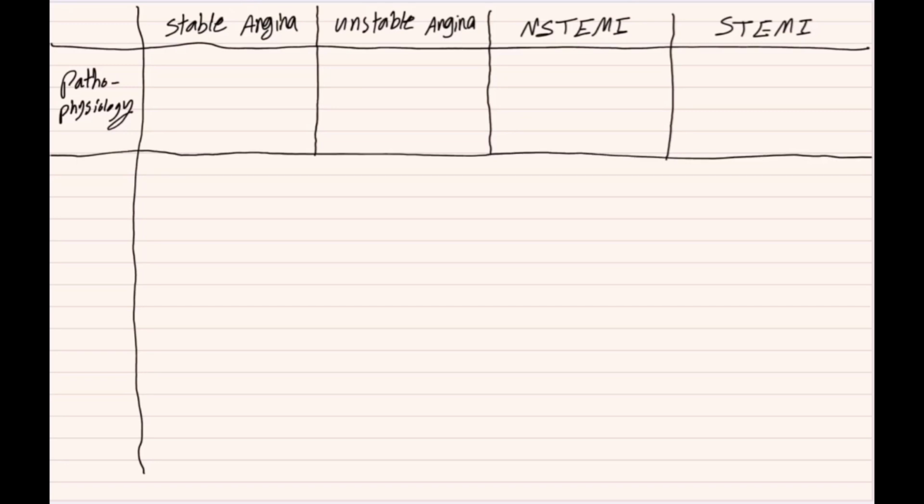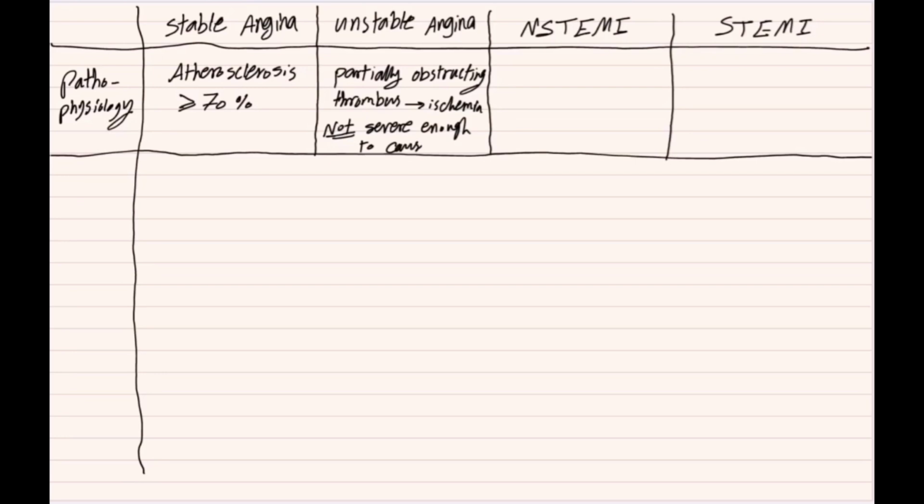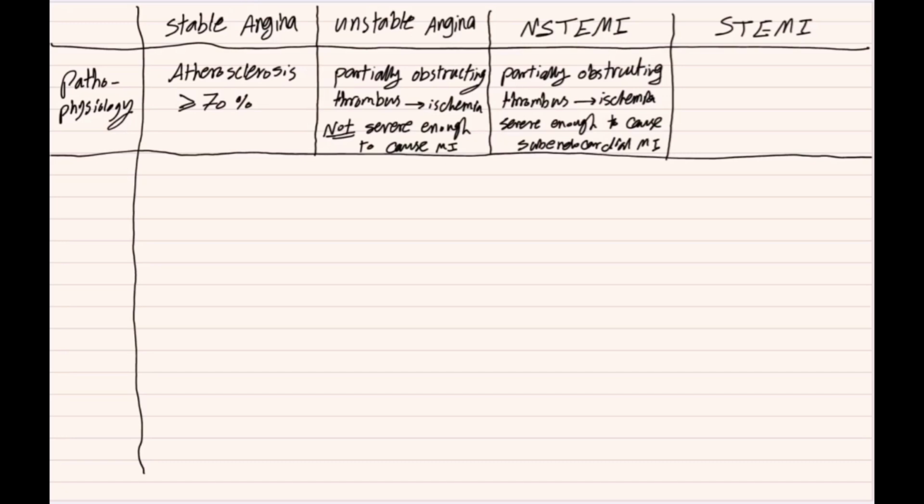First, stable angina is due to atherosclerosis plaque that's obstructing more than 70% of the lumen. Unstable angina is due to partially obstructing thrombus that's causing ischemic symptoms but not severe enough to cause infarction. Non-STEMI is due to partially obstructing thrombus that's severe enough to cause subendocardial infarction or partial wall infarction. STEMI is due to complete obstructing thrombus, which will cause complete wall infarction.